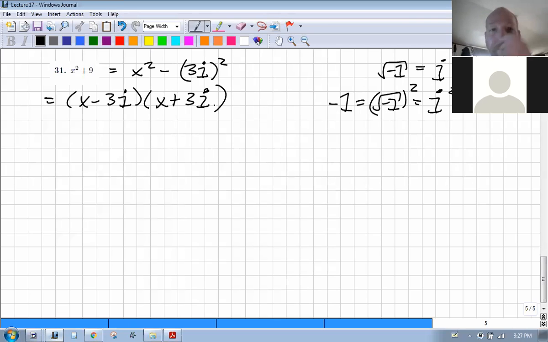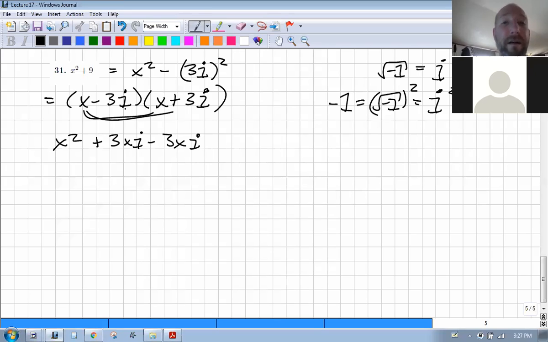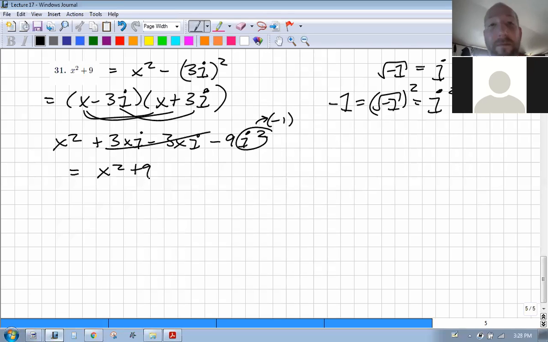Okay. Test it out. x times x is x squared. We have plus 3xi minus 3xi. And now we have a minus 9i squared. Those cancel. This i squared is a minus 1. So the minus and a minus give us a plus.